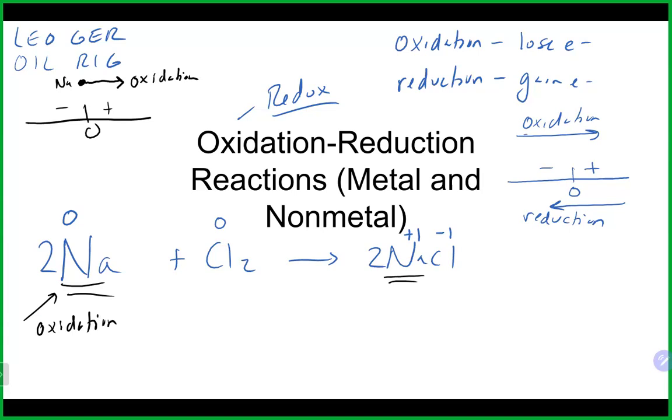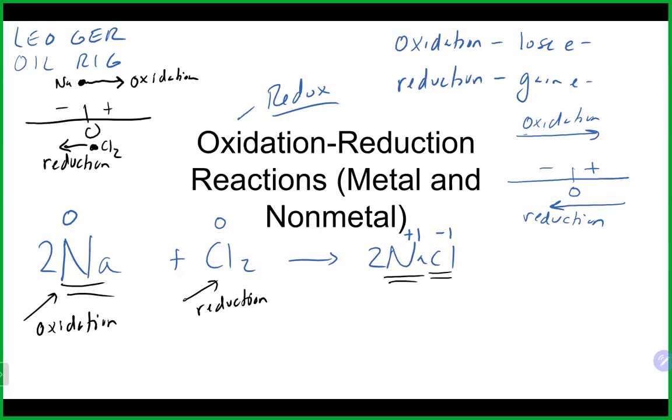Now I could do the exact same thing for my chlorine. My chlorine on the left-hand side of the arrow is starting at 0. I'll just go below. And on the right-hand side of the arrow, it's ending at -1, which means it is actually moving in the negative direction, which will tell you that it is going through reduction. And this guy is going through reduction. And that is also always the case. As I mentioned before, they always occur together.